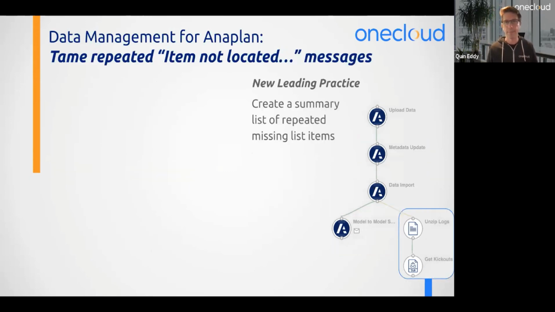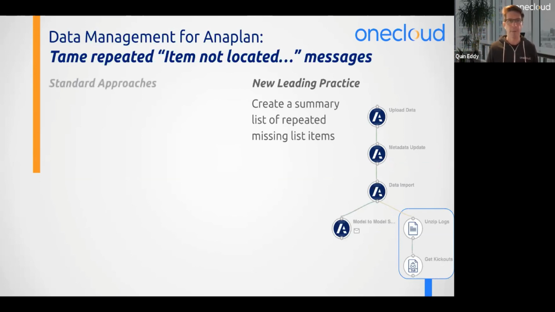And then finally, the items not located messages. This one, as I mentioned, I really love, because we can create that summary list of repeated missing list items. How many times have you loaded in data, let's say maybe 1 million records, and you have 2 or 3 list items that are missing, and you just get these repeated messages: item not located, item not located, item not located. Let's tame that.